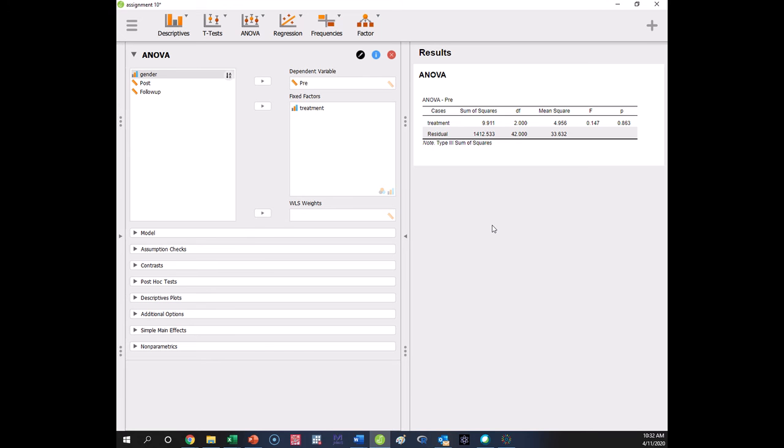You would hope they don't differ at baseline. It can happen, but you don't want it to be the case, right? So this is the effect. Now, if you found something that was significant, so if we look at treatment differences at follow-up, not quite significant.